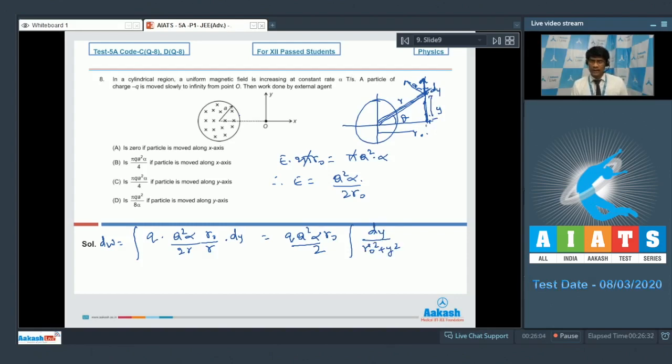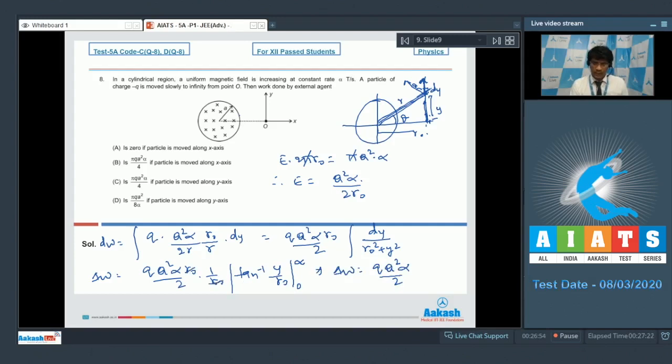Integration of this function is how much? It will be 1 by r0 tan inverse y by r0. So the total work done will be q a square alpha r0 divided by 2, times 1 by r0 tan inverse y by r0. Limit has to be taken from y equal to 0 to infinity.